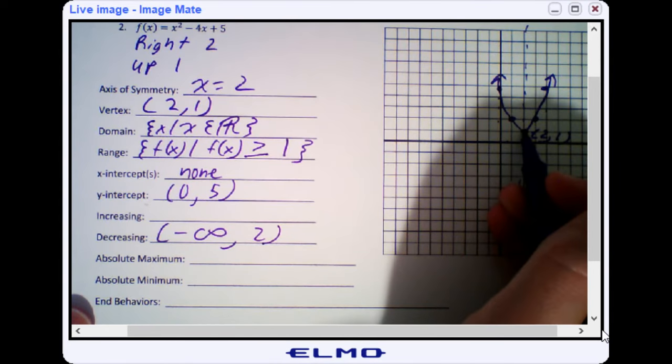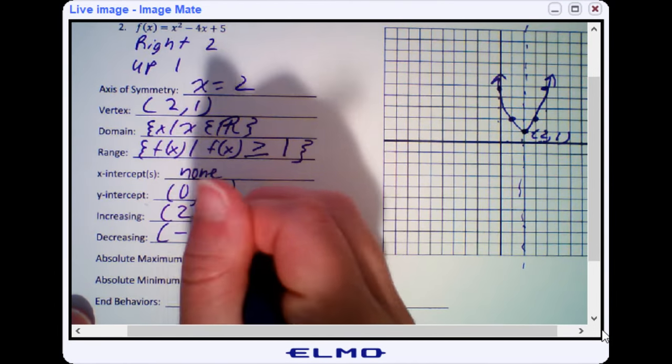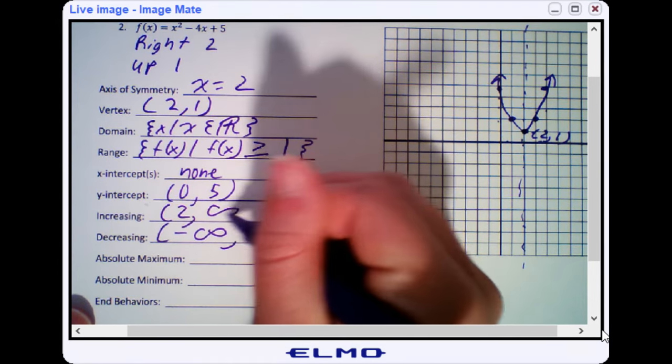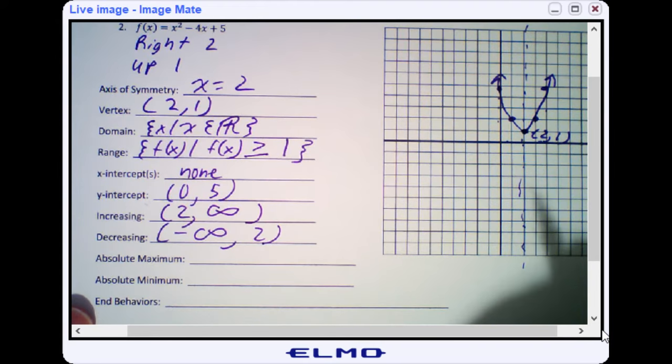And then at 2, when I start increasing, my x value is 2. And I'm increasing forever as I go right. So it's going to be going towards positive infinity. Remember, we were talking about how long on the x-axis does something increase or decrease for.